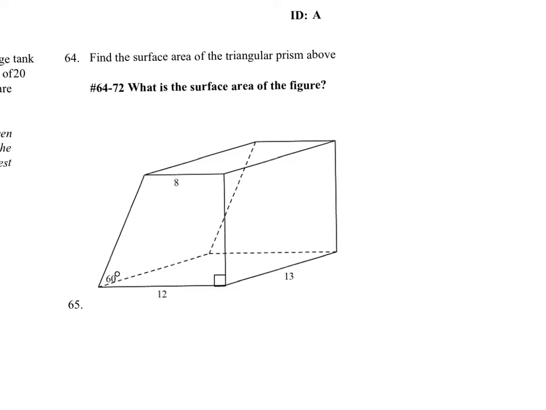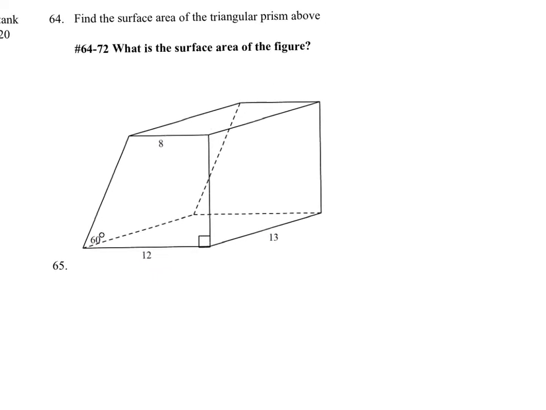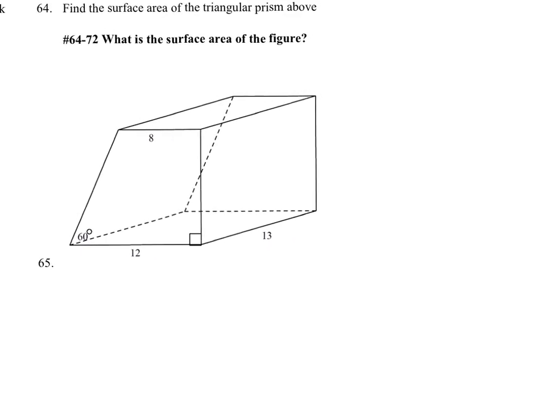All right, the trapezoidal prism question. So this is actually number 65 here. It says, what is the surface area of the figure? So before we can do anything, we have to know what kind of shape it is. And it does have 4 rectangular sides. Therefore, it's a prism. And the bases are trapezoids.